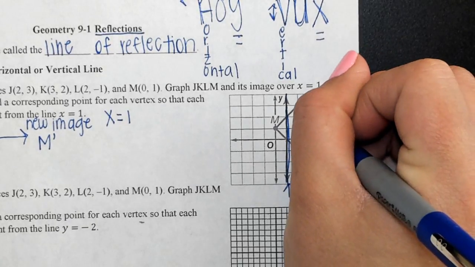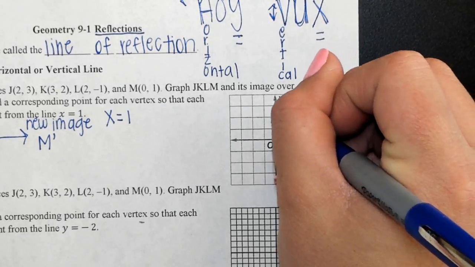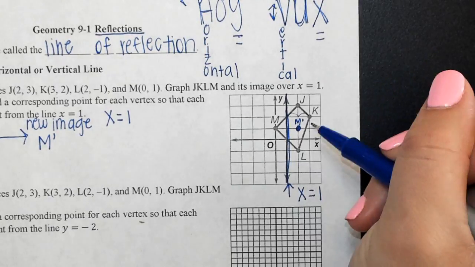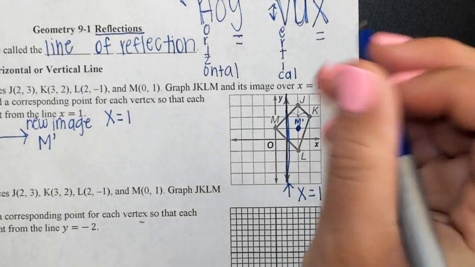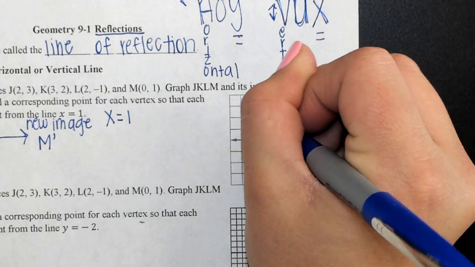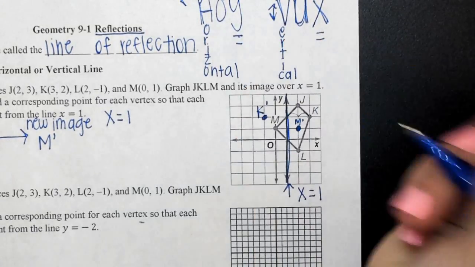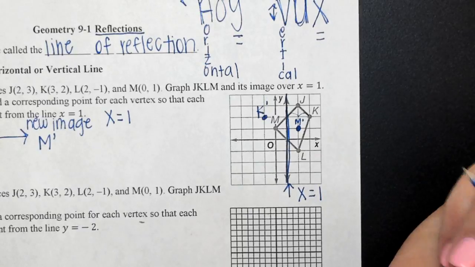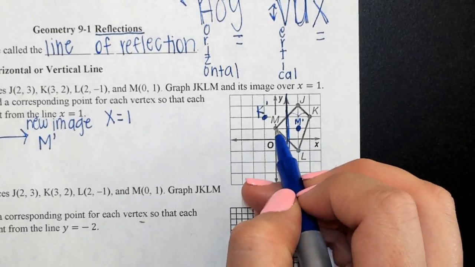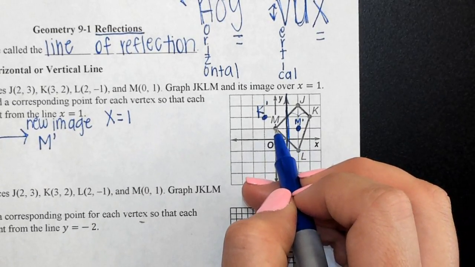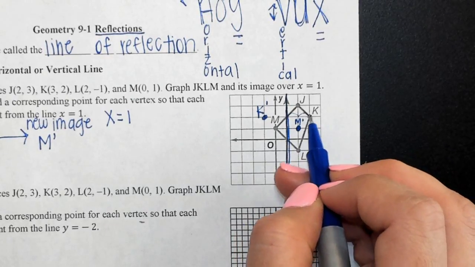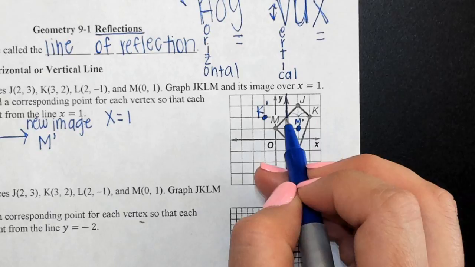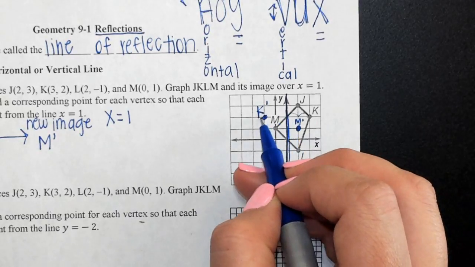It's 2. So if you count, you go 1, 2. So I have to reflect it the same amount over the line. So how many more do I have to go? 2 more. So this is going to be your K prime. So I'm counting. The original image is 2 away. So to get to the new, I have to go 2 the other way.